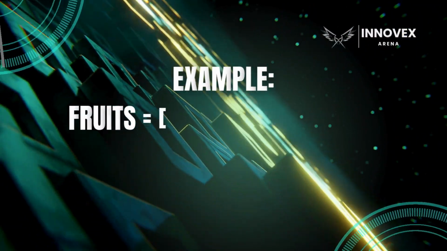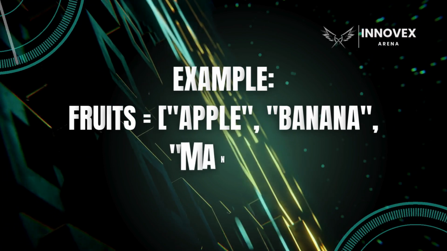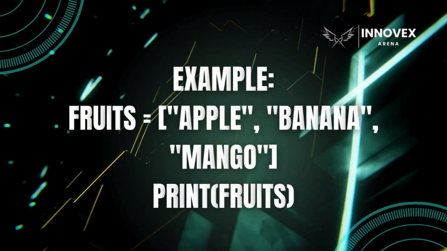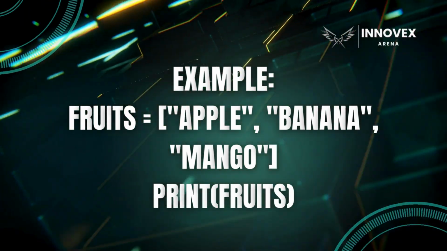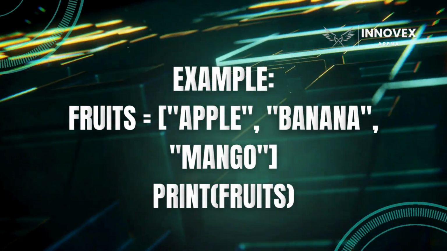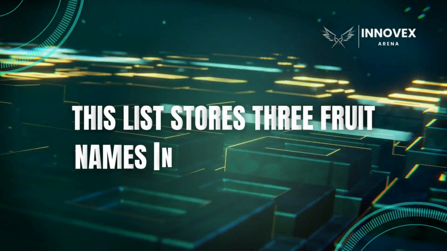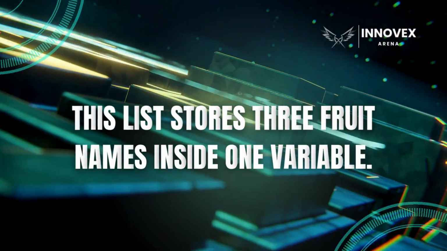fruits = ["apple", "banana", "mango"] print(fruits) This list stores 3 fruit names inside one variable.